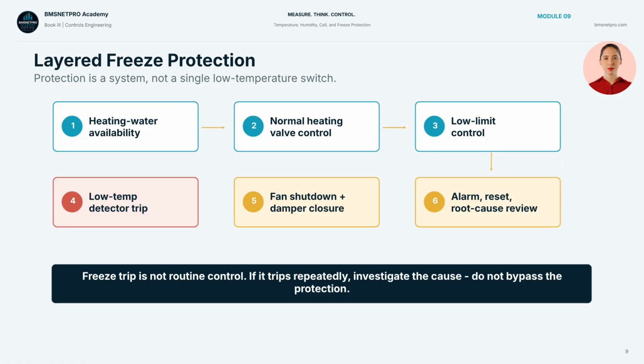Freeze protection should be layered. It begins with adequate heating water temperature and circulation, continues through normal heating valve control and low-limit control, and then includes the low-temperature detector or approved protective device. If a trip occurs, the sequence may close outside air, open the heating valve, stop fans, alarm, latch the trip, and require authorized reset according to the approved design. Repeated freeze trips require root cause review, not bypassing.